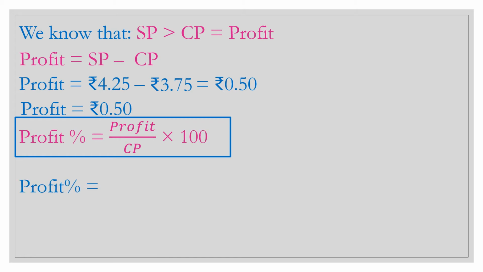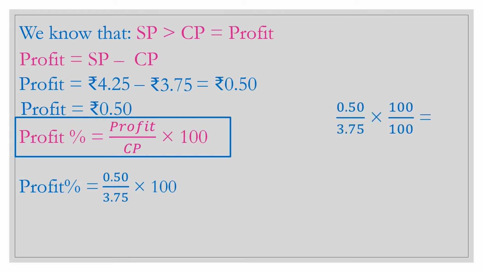See, profit is equal to rupees 0.50 and CP is equal to rupees 3.75. So write down 0.50 upon 3.75 multiplied by 100. Now simplify. First, we will remove the decimal point. For that, multiply numerator and denominator by the same digit 100. And we know that if we multiply any decimal number by 100, the decimal point shifts 2 places to the right. So we get 50 upon 375.